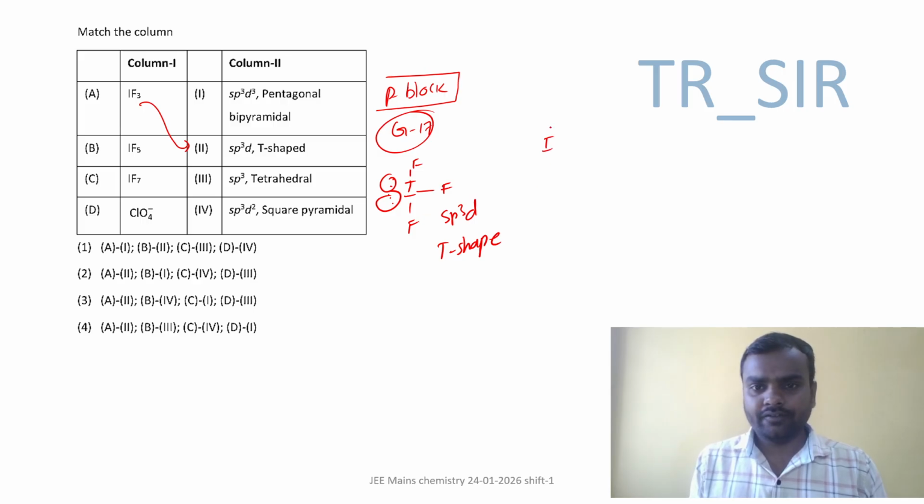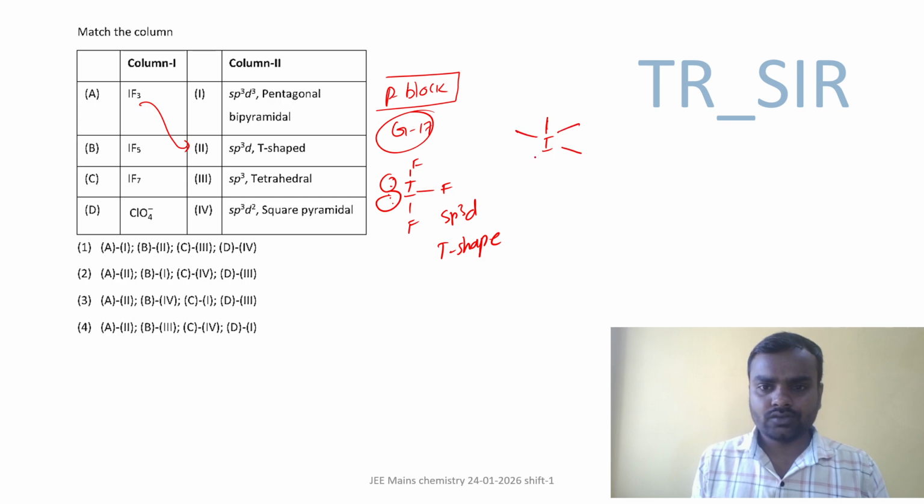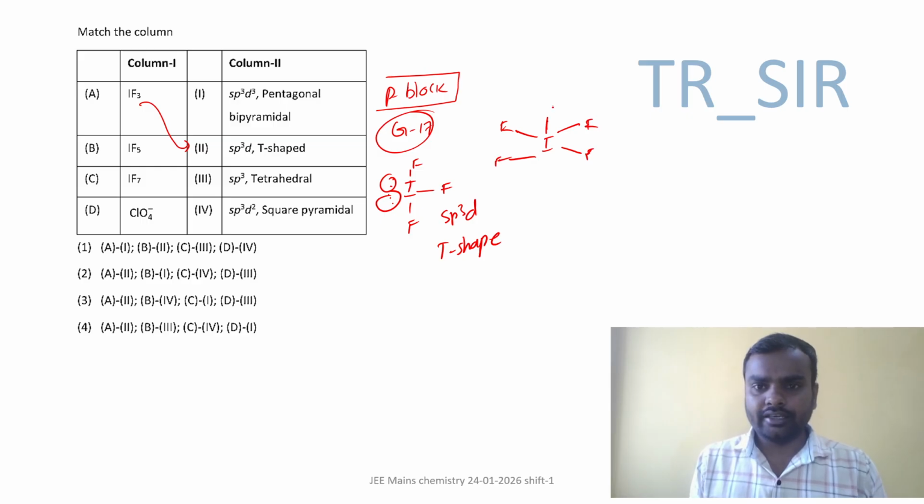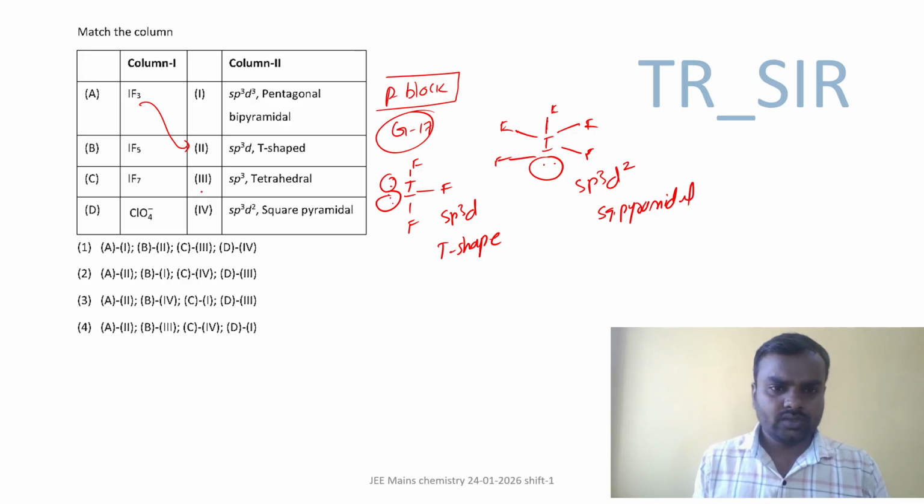IF5 will have a square pyramidal structure. If you draw the IF5 structure, you can see this is square pyramidal with one lone pair. That means sp3d2 hybridization. Square pyramidal. That means you will have the B6.